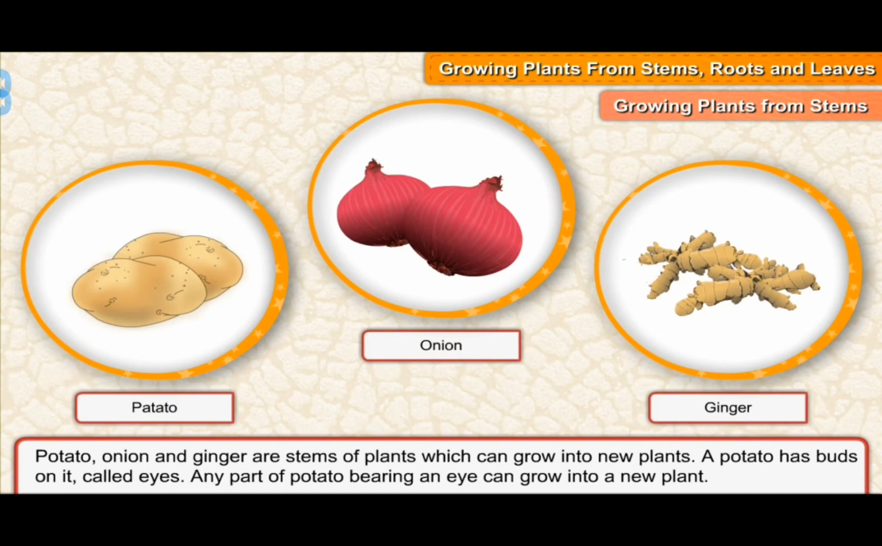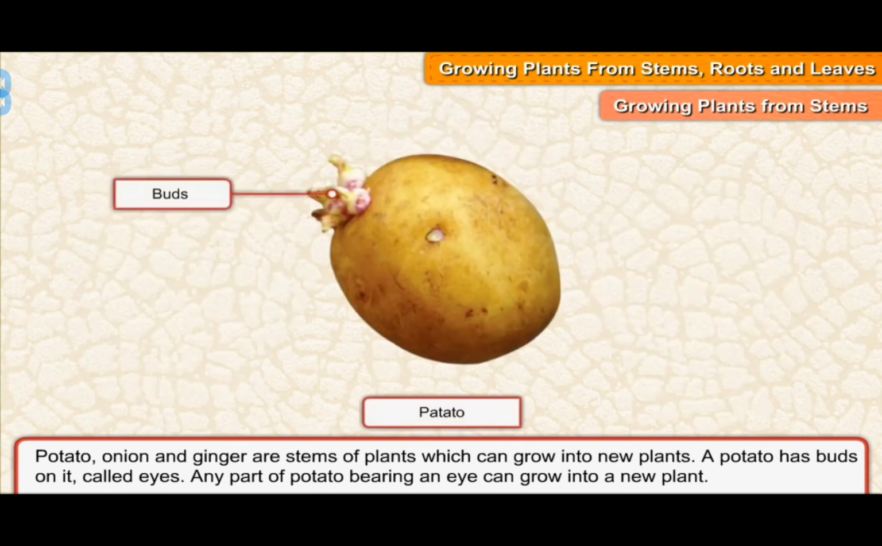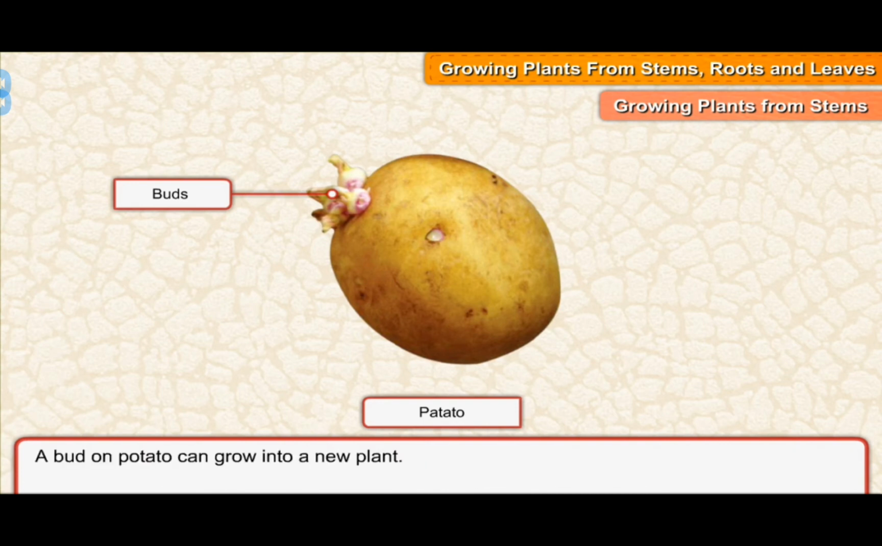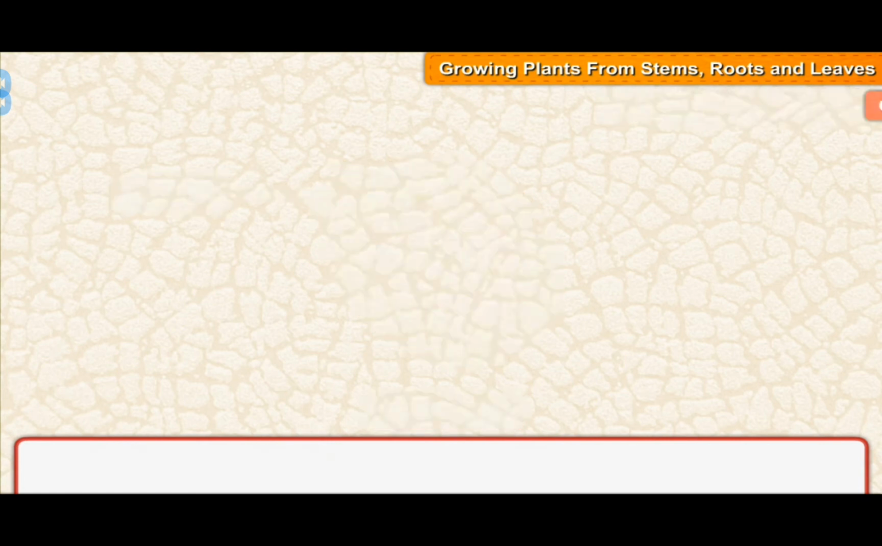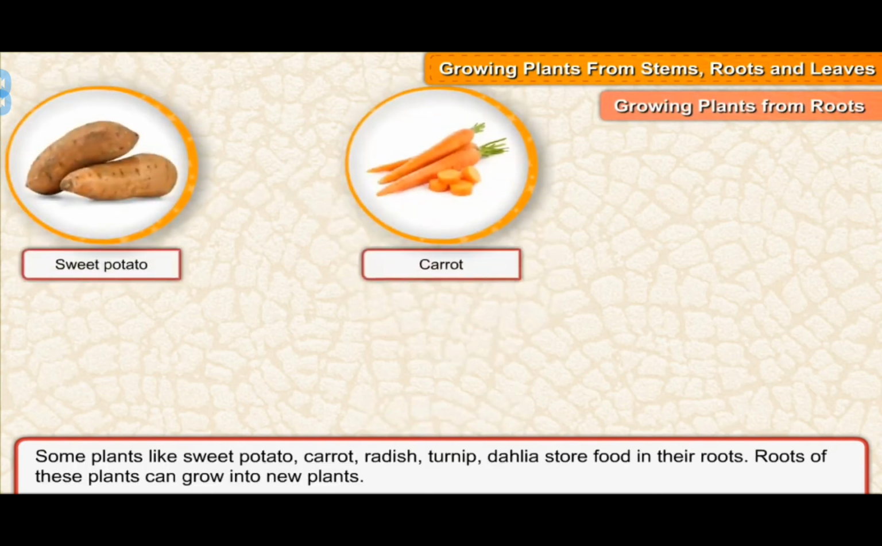Then come to potato, onion and ginger. These are nothing but the stems of plants which can grow into new plants. Come to potato, actually it has some buds, which we can call eyes. Any part of potato bearing an eye can grow into a new plant. This is the specialty of the potato. So a bud in the potato can grow into a new plant. The buds you can get from the eyes.